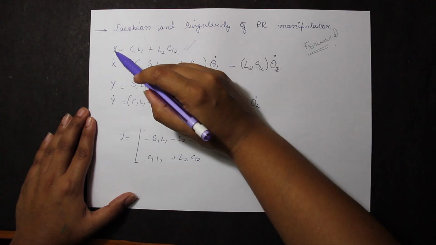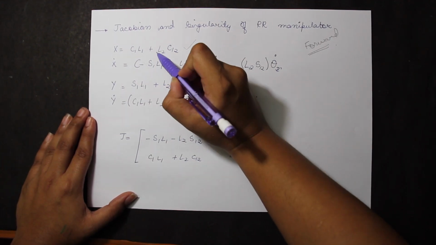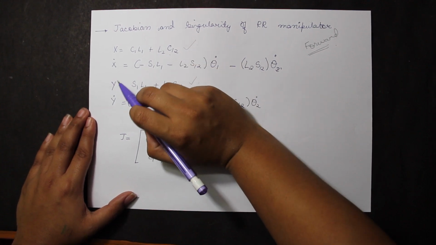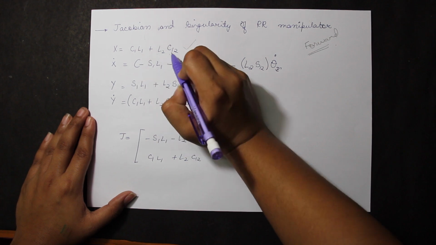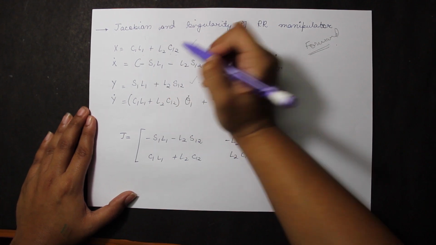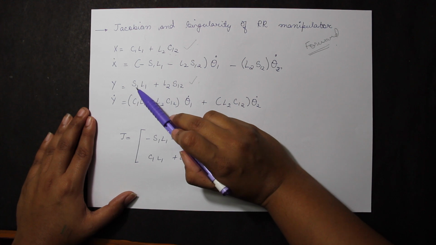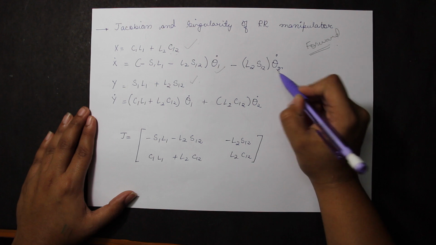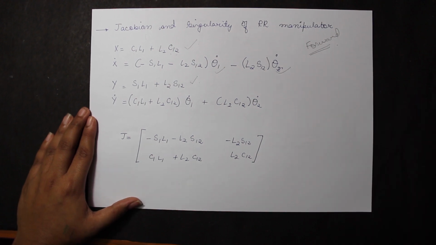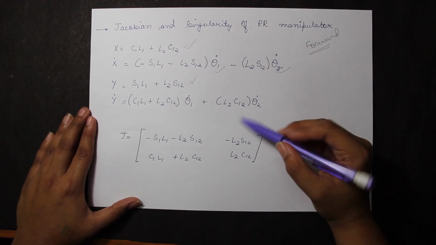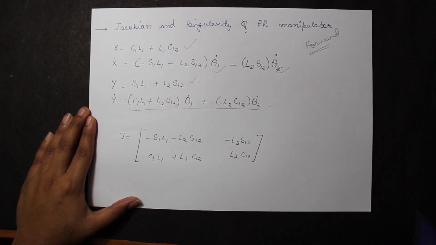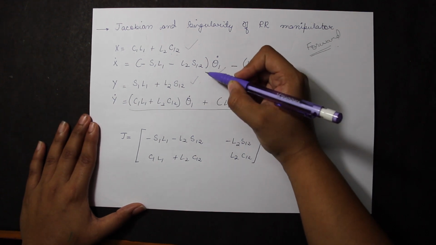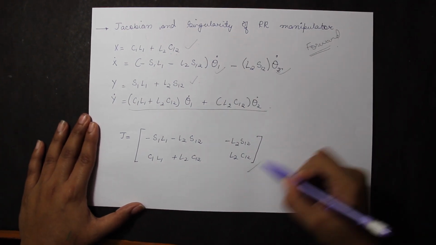That is, the value of x is C1 L1 plus L2 C12. That is, cos theta 1 L1 plus L2 into cos of theta 1 plus theta 2. If you go ahead and differentiate it with respect to theta 1 and theta 2, since we have two revolute joints over here, we find something like this. You go ahead and find out the values of y and y dot. When you plug in all these values, the Jacobian matrix will look something like this.